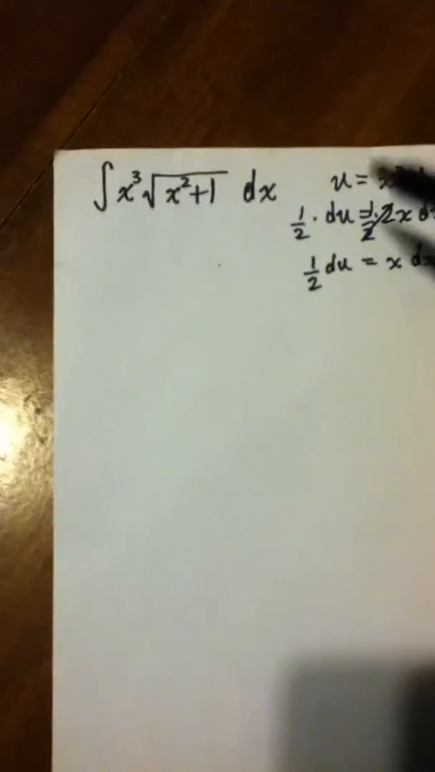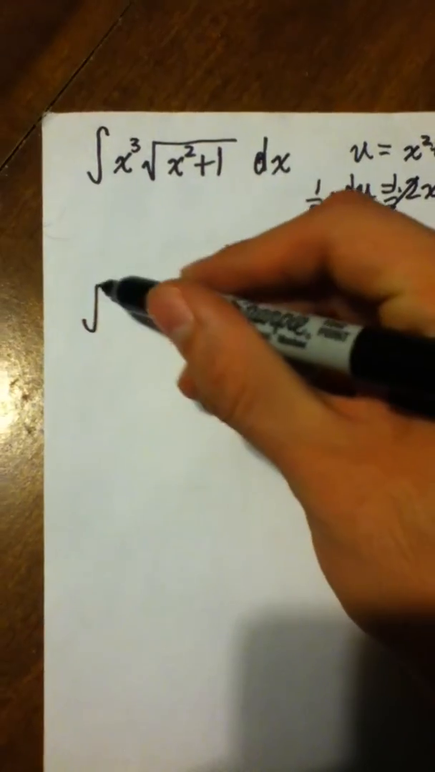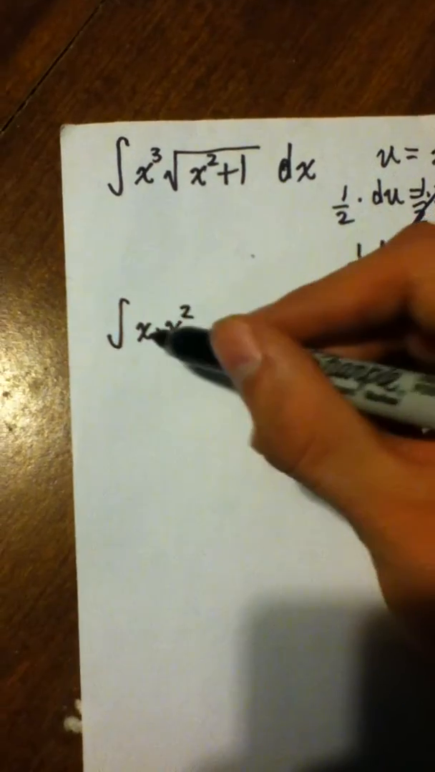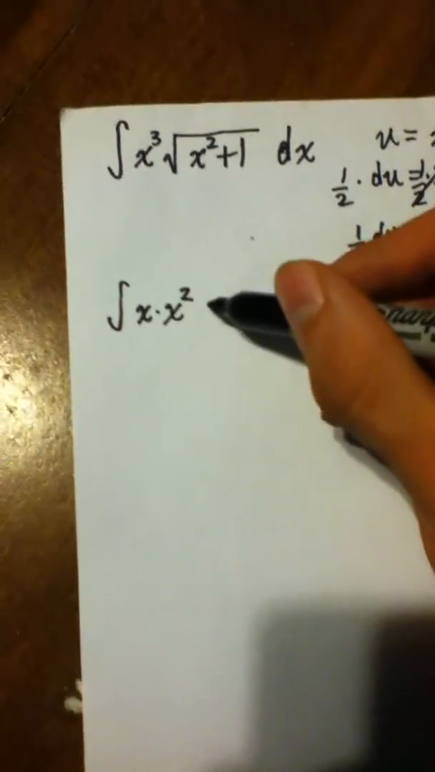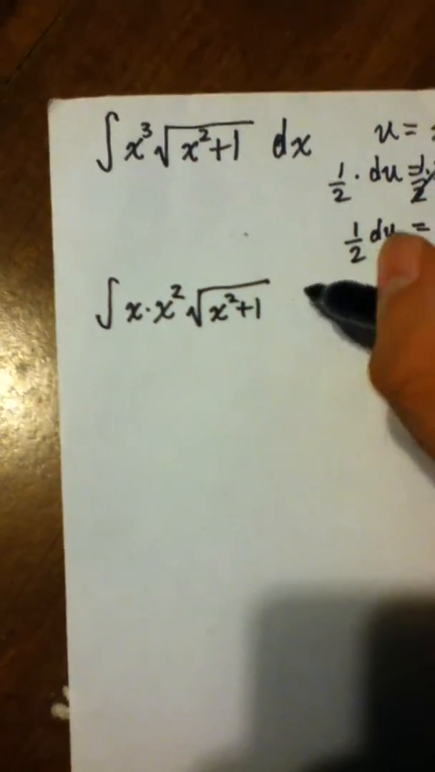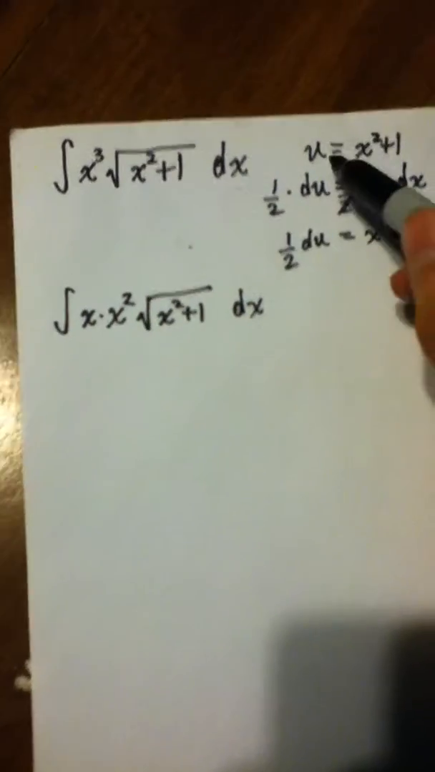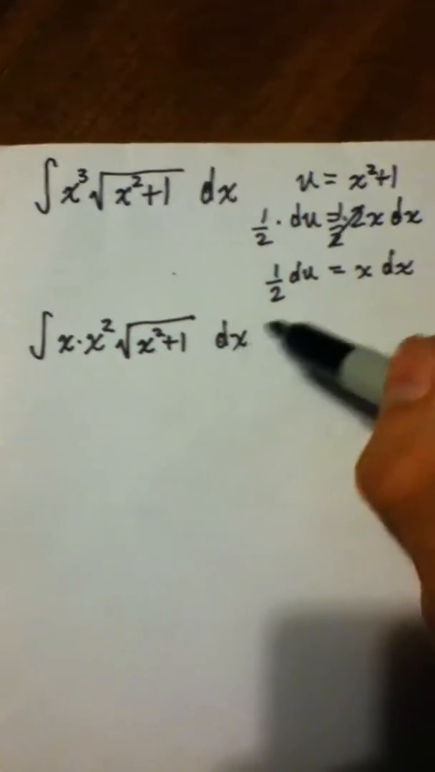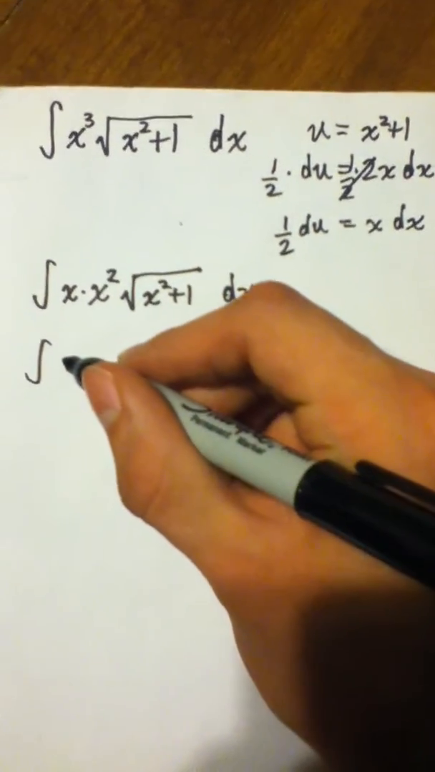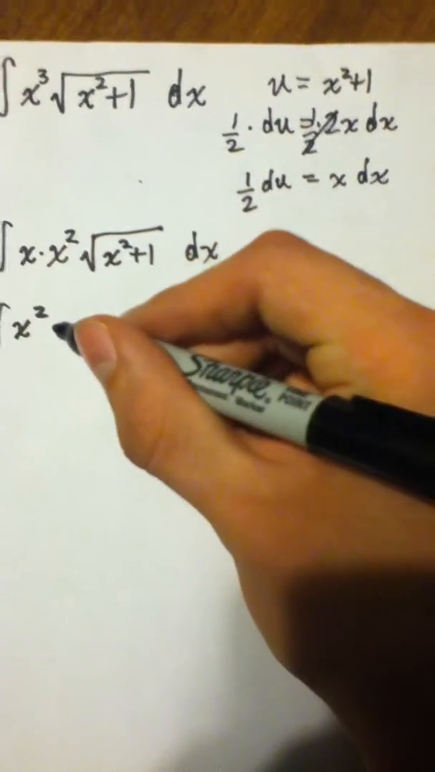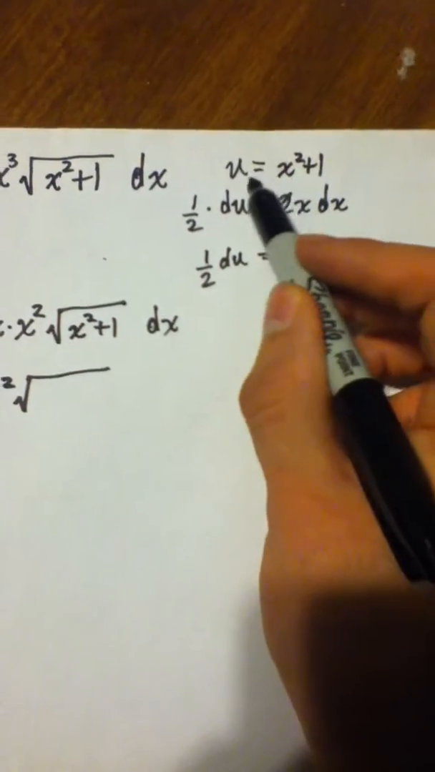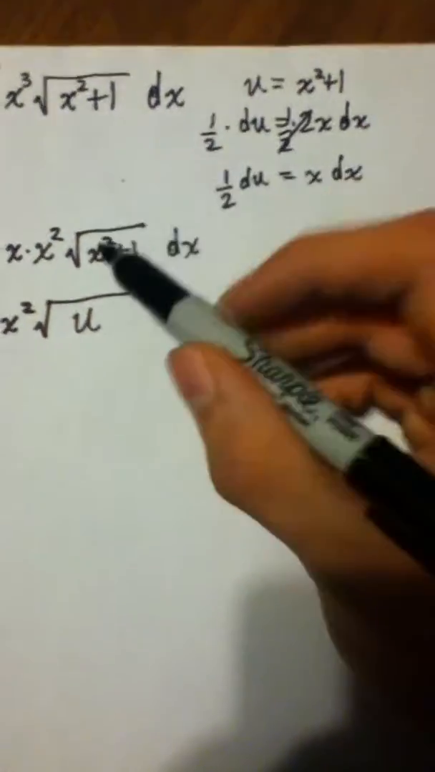Now it might not be easy to see it, but you could rewrite it like this. You could rewrite it as x times x squared, which is the same thing as saying x cubed, and then times the square root of that x squared plus 1 and then dx. Now when I make the substitution, I'm going to go ahead and rewrite it that way. So I'm going to write it as x squared and then the square root of x squared plus 1, we let u equal that. So we're going to write it as u, and then also that x.